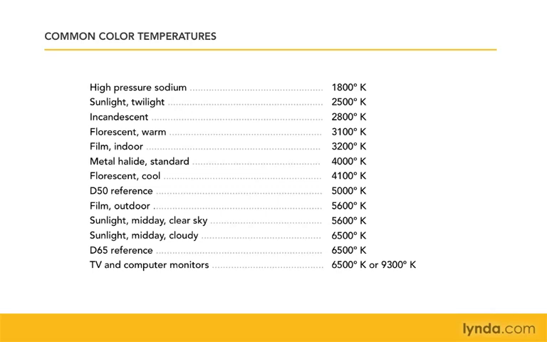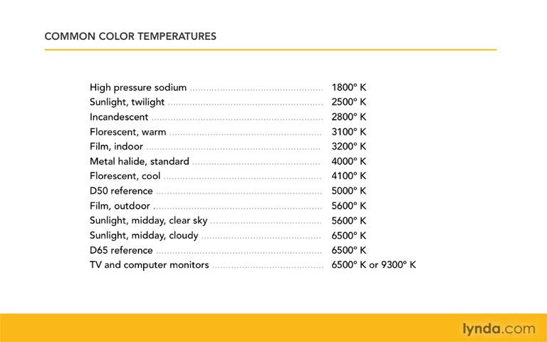Going up a little bit more, you will see indoor film, or the indoor setting on a digital camera, is 3200. Going up a little bit more, outdoor film, or the outdoor setting on a digital camera, is 5600 degrees Kelvin. And then we look at daylight. If you see sunlight on a cloudy day, it's going to be in the range of 6500 degrees Kelvin. And that 6500 is also a magic number known as D65, which is a reference value.